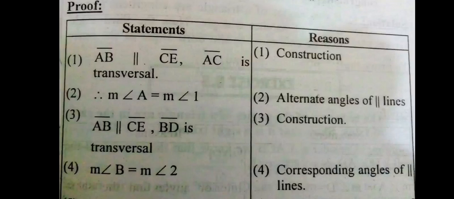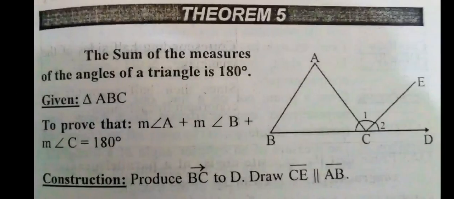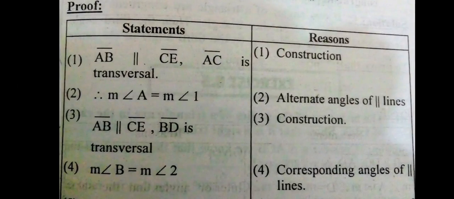They are saying that measure of angle B equals measure of angle 2. Again, see the diagram. Measure of angle B is equal to measure of angle 2. Yes, it's possible. So they have written in the reason section "corresponding angles of parallel lines," which means angle B and angle 2 are corresponding angles of parallel lines.